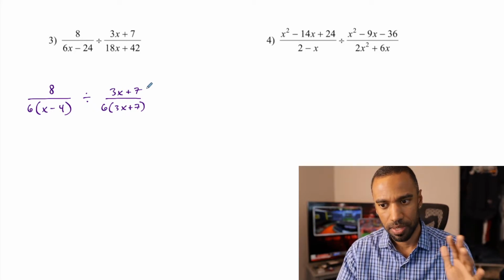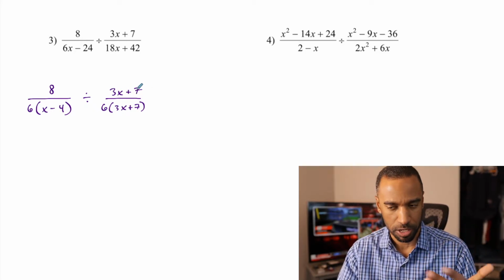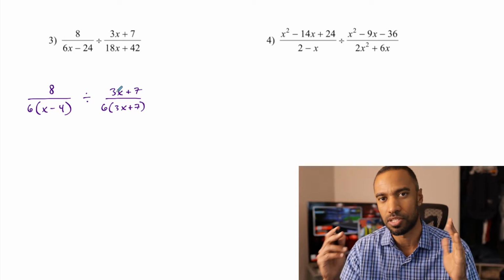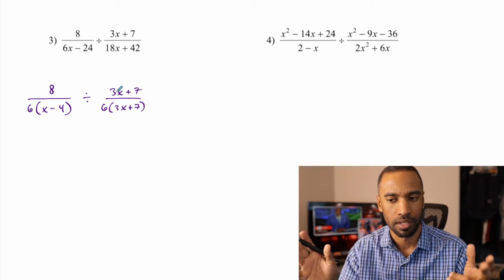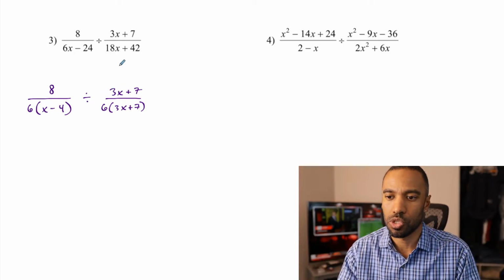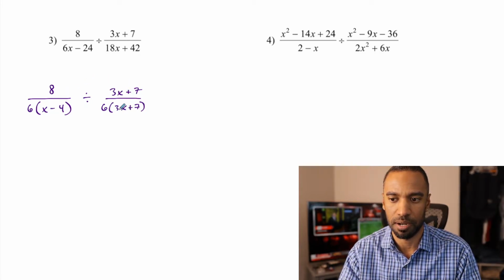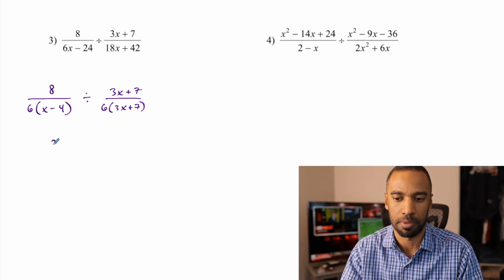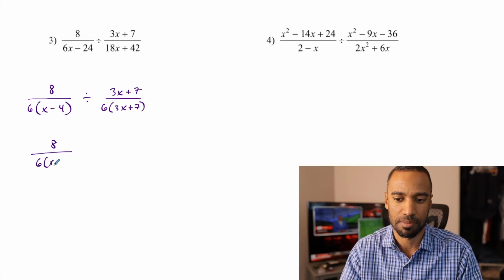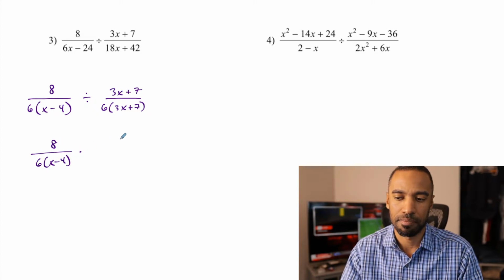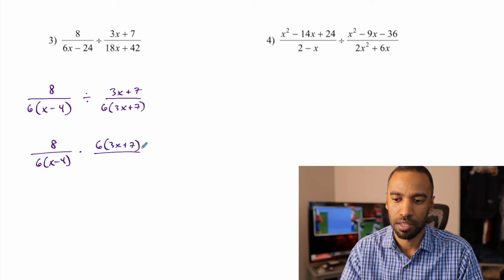Although you're noticing some things that can potentially cancel, like the 3x plus 7s, let's just keep it there for a moment, as I will cancel all at one time. So this is where we are going to be able to do a flippity-floppity-flew. 3x plus 7 goes on bottom, 6 times 3x plus 7 goes up on top, and we get 8 over 6 times x minus 4 times 6 times 3x plus 7 divided by 3x plus 7.